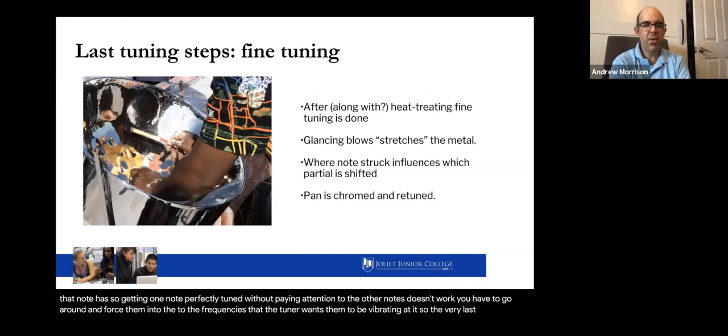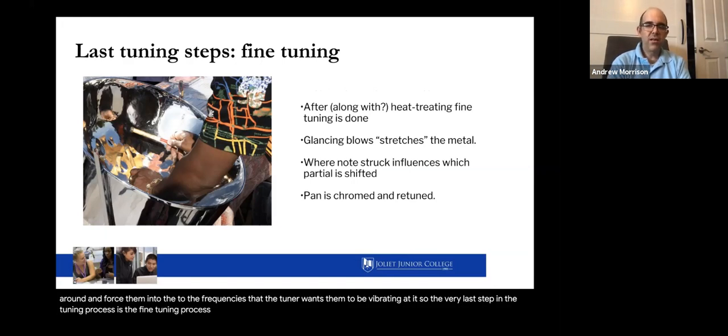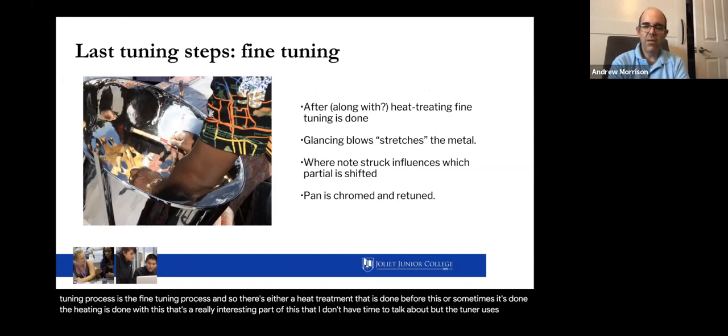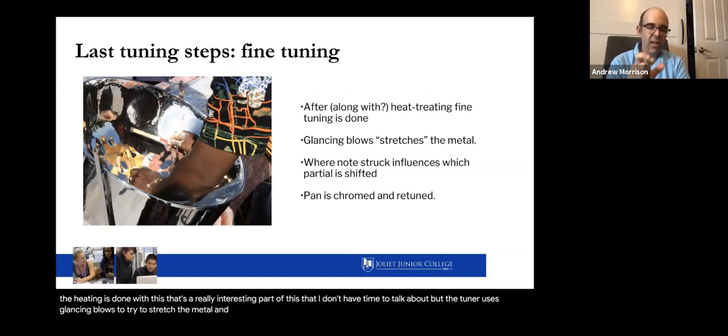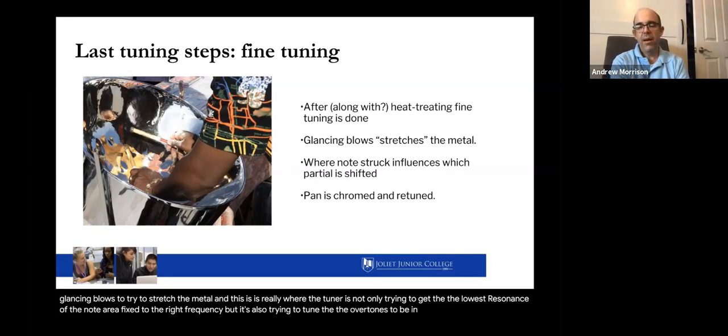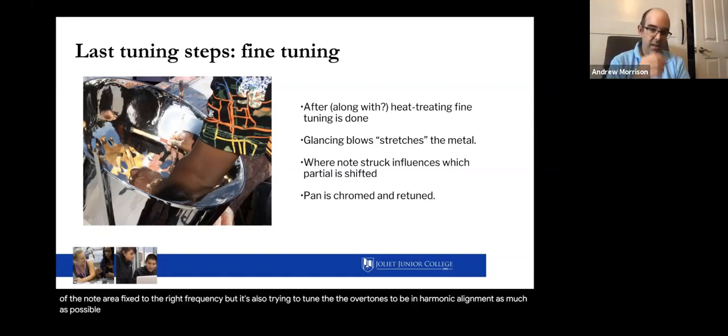So the very last step in the tuning process is the fine tuning process. And so there's either a heat treatment that is done before this, or sometimes the heating is done with this. That's a really interesting part of this that I don't have time to talk about. But the tuner uses glancing blows to try to stretch the metal. And this is really where the tuner is not only trying to get the lowest resonance of the note area fixed to the right frequency, but also trying to tune the overtones to be in harmonic alignment as much as possible. And then once the tuning is done, the pan is chromed, and then it has to be retuned because of the chroming process.